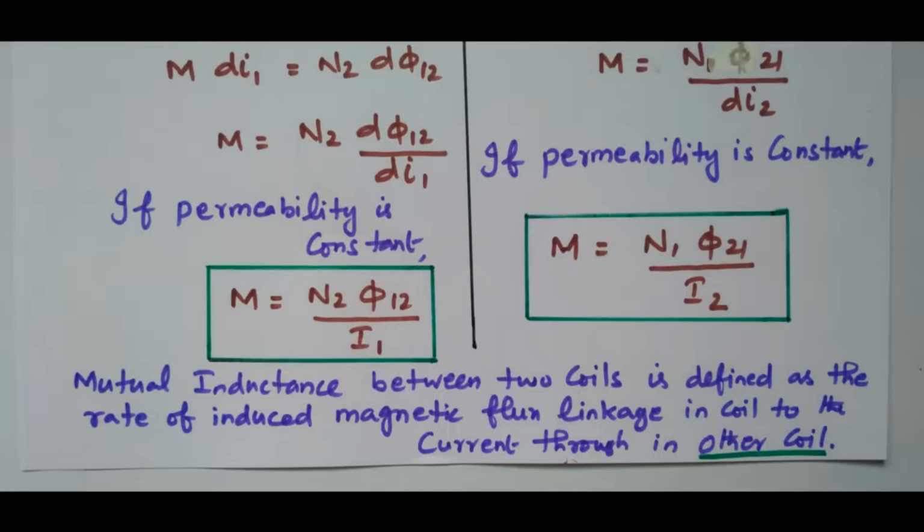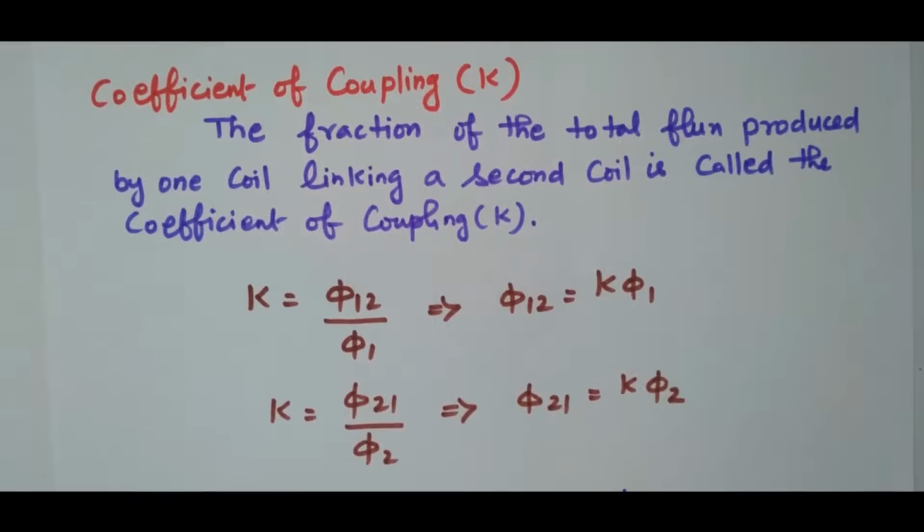Now we'll go to the coefficient of coupling. The coefficient of coupling K is nothing but the fraction of total flux produced by one coil linking the second coil. That is K equal to phi 12 divided by phi 1. That's the fraction of the total flux produced in one coil, and how much of it is linking with the second coil. This is the total flux produced in the first coil. In this, how much flux is linked with the second coil, phi 12. So phi 12 divided by phi 1 is the coefficient of coupling.